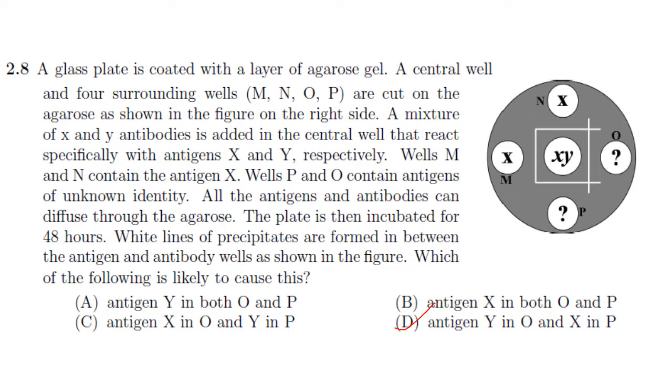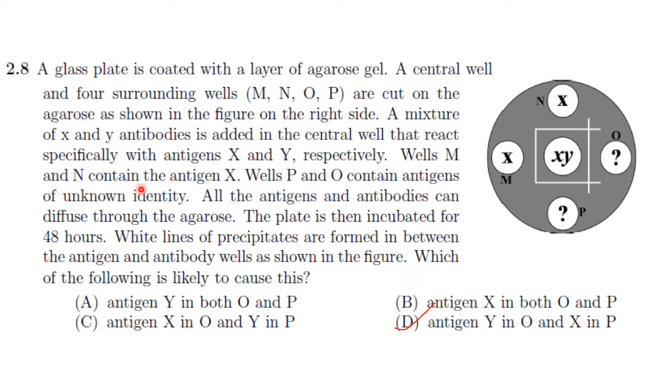Next one. A glass plate is coated with a layer of agarose gel. This black colored thing is the agarose gel. A central well and 4 surrounding wells, M, N, O, P, are cut on the agarose as shown in the figure on the right side. A mixture of X and Y antibodies is added to the central well, and these antibodies react specifically with the antigens X and Y respectively.